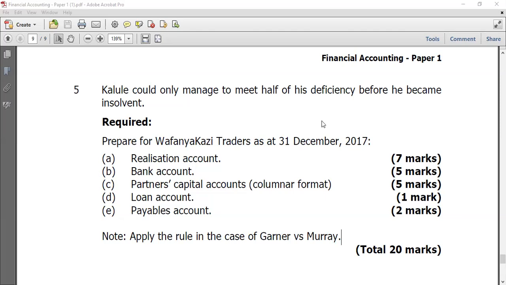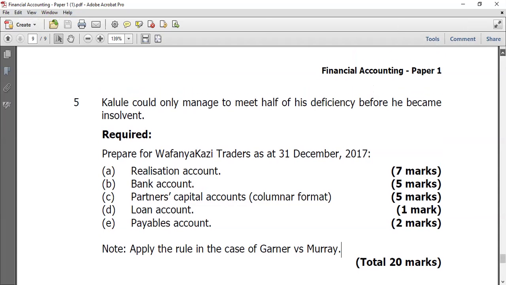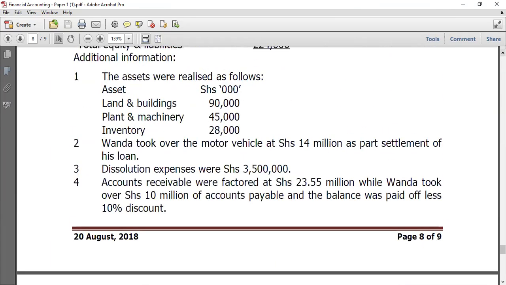It has a realization account. It also has a bank account. It also has a partner capital account in columnar format, loans. So you can see, guys, I usually tell people that examiners don't look for questions from anywhere else, they pick from past papers. So this was August 2018. And the other question we've just done is the previous question. They just changed a few things right there, okay?